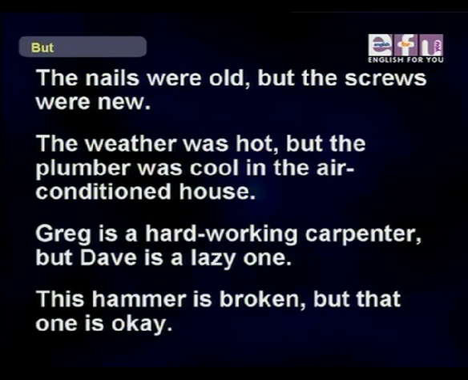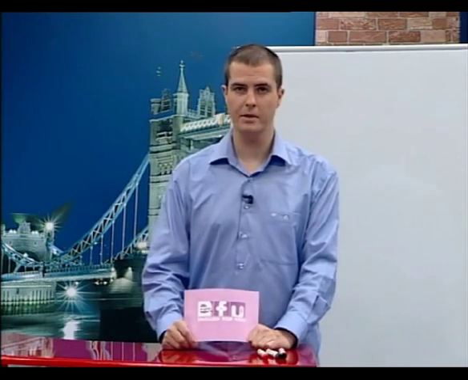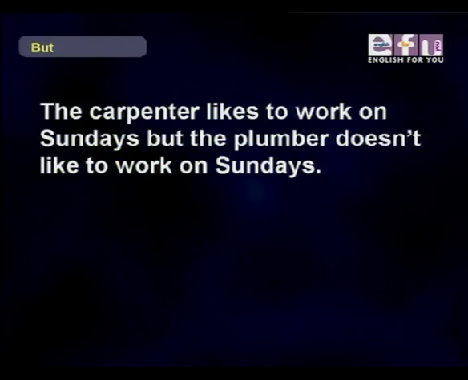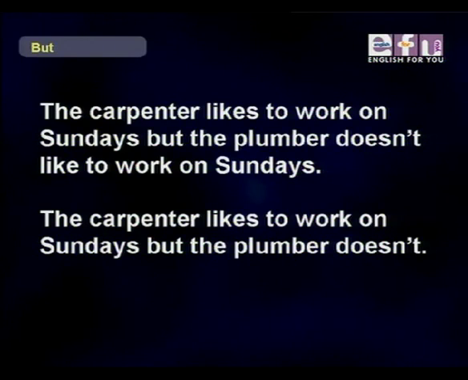This hammer is broken, but that one is okay. But gives the idea that this is the opposite of that. A comma usually comes before but, and often the verb phrase following but can be shortened, as in these examples. The carpenter likes to work on Sundays, but the plumber doesn't like to work on Sundays. We can shorten the second phrase into: the carpenter likes to work on Sundays, but the plumber doesn't.